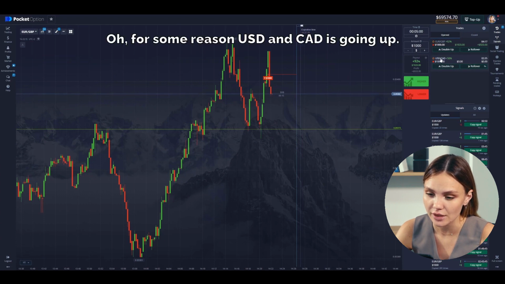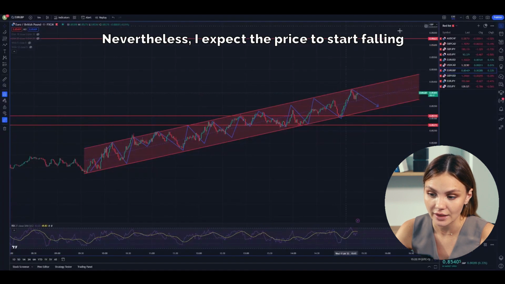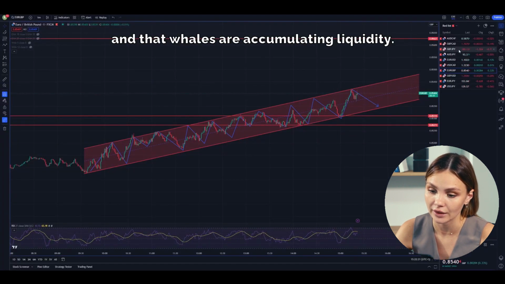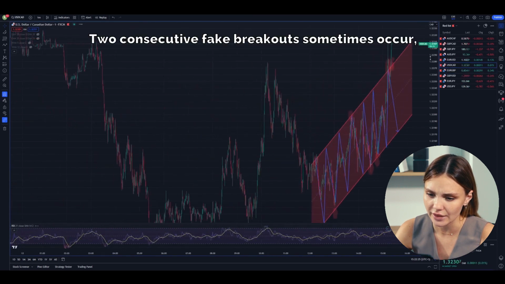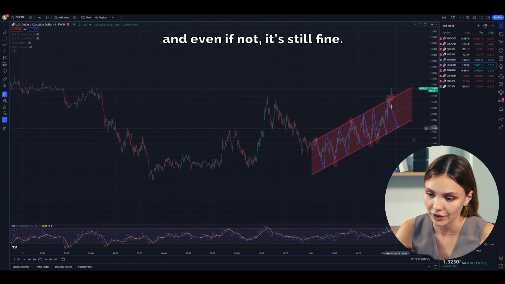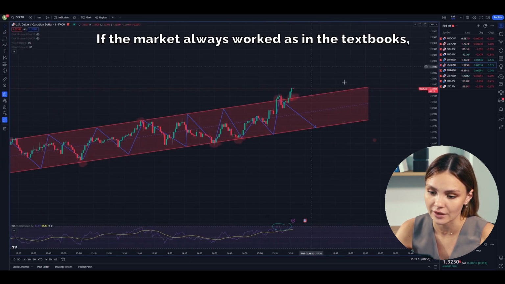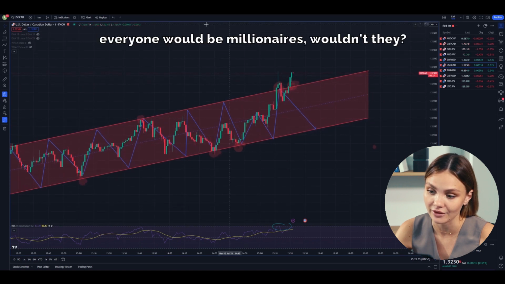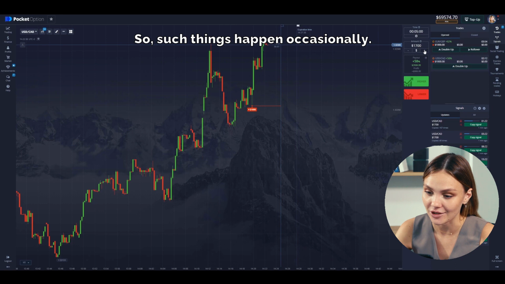Oh, for some reason USD and Canadian dollar is going up. Nevertheless, I expect the price to start falling and that whales are accumulating liquidity. Two consecutive fake breakouts sometimes occur, and even if not, it's still fine. If the market always worked as in the textbooks, everyone would be millionaires, wouldn't they? So such things happen occasionally.